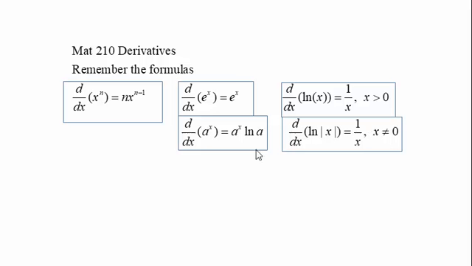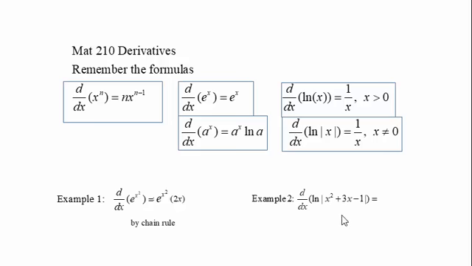So let me give you two examples. First, you want to take the derivative of e to the x squared. It will follow this rule, but then you have to use the concept of the chain rule. Take the derivative of x squared, which is 2x. You are done.